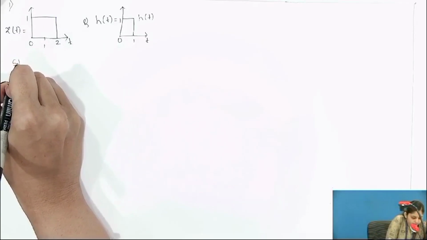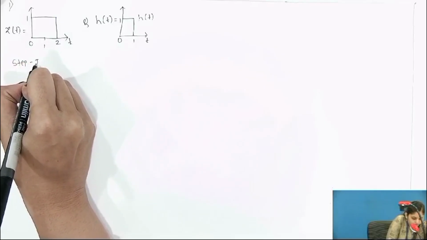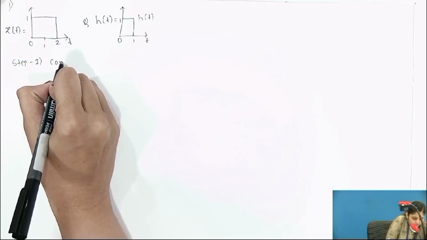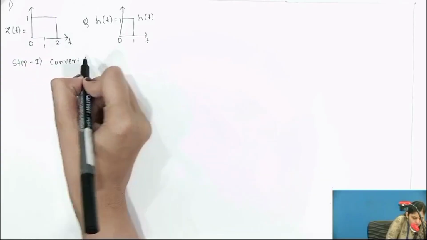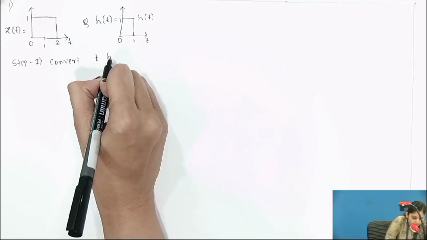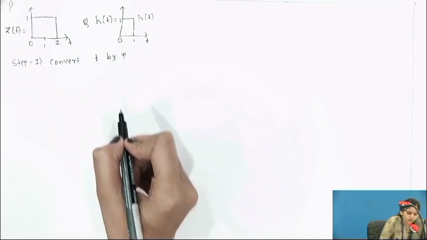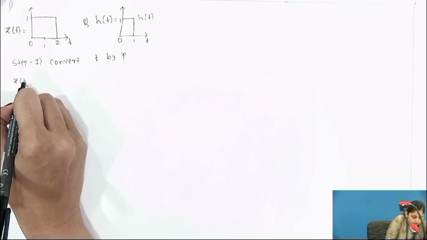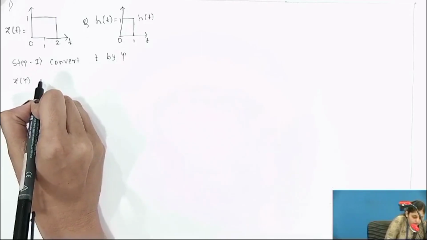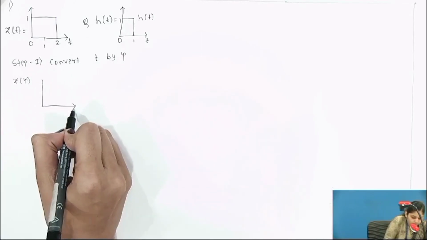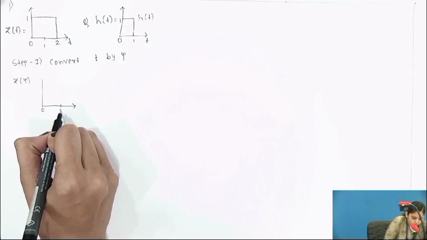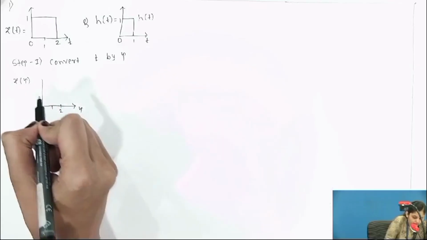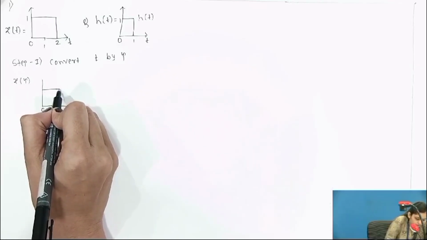So our step number one is we have to convert, or we have to just replace t by tau. Okay, so we just have to replace t by tau. So we can plot the graph of x of tau and h of tau. So x of tau is what? It is nothing but 0 to 2 on the tau axis, and its amplitude is 1.